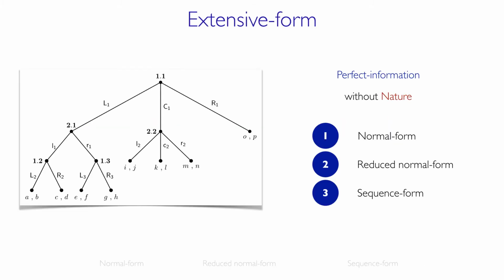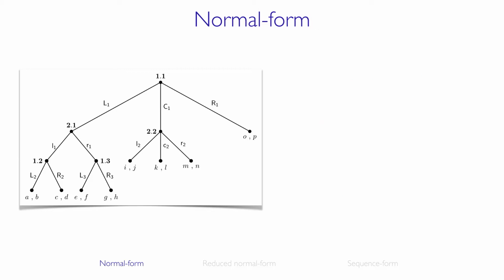In this first exercise, we are given an extensive form game with perfect information without nature, and we are asked to provide its normal form, reduced normal form, and sequence form representations. Let us start with the normal form.